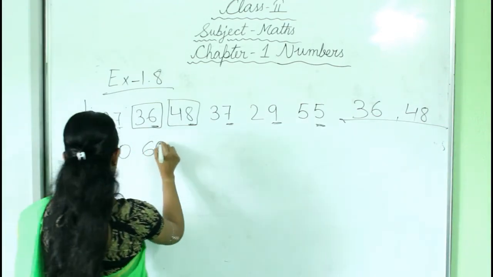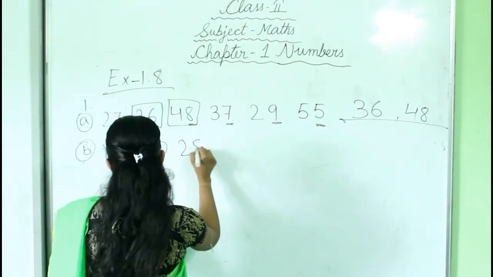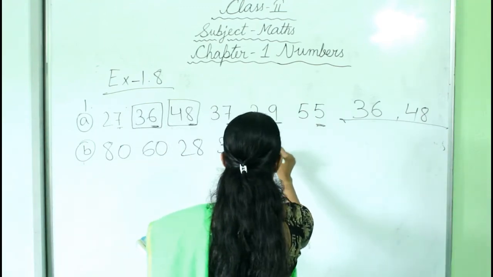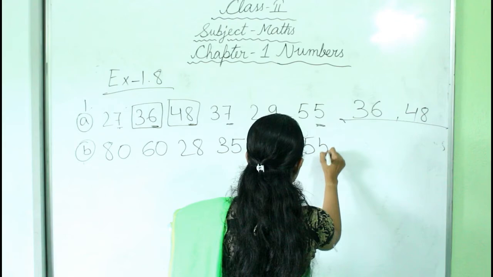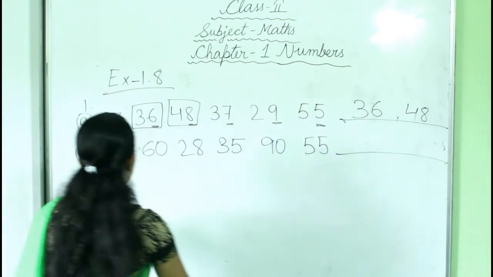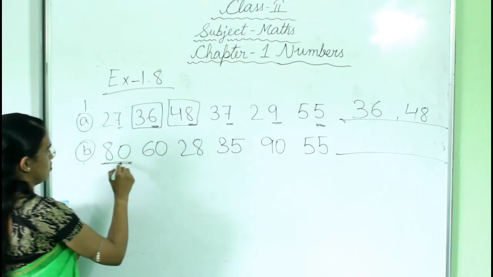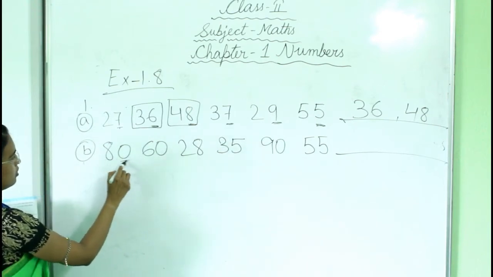Now in number B, 80, 60, 28, 35, 90, 55. We have to find out the even numbers. Now among these numbers, which one is the even number? 0. We have 0 in 80.